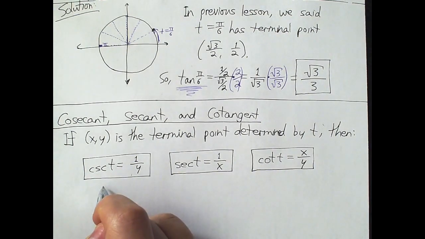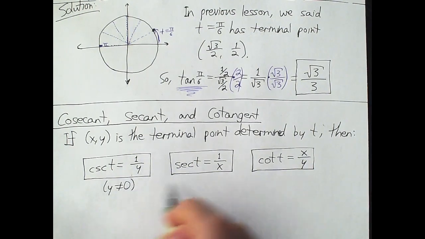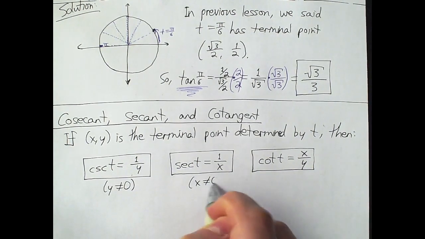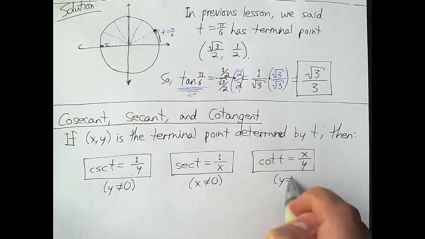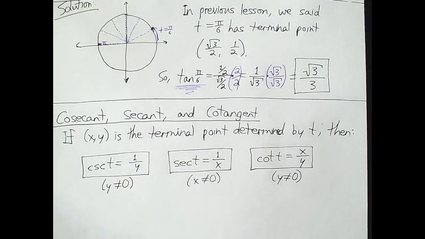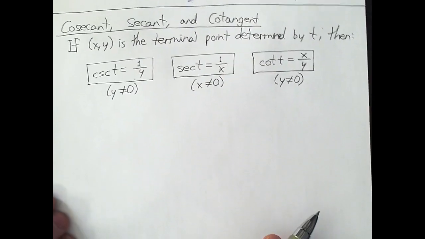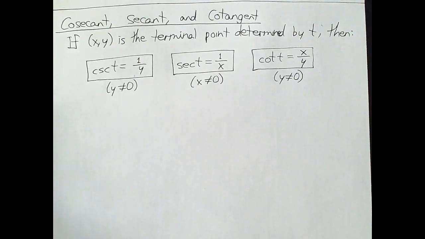Now, each of these, I should say, does have kind of a restriction. This is defined when y is not 0. This is defined when x is not 0. This is defined whenever y is not 0. So these could be undefined if I gave you a certain t value. If you're dividing by 0, you just say it's undefined. So we've defined all 6 trig functions. They're all based on terminal points. They're based on x and y from terminal points.